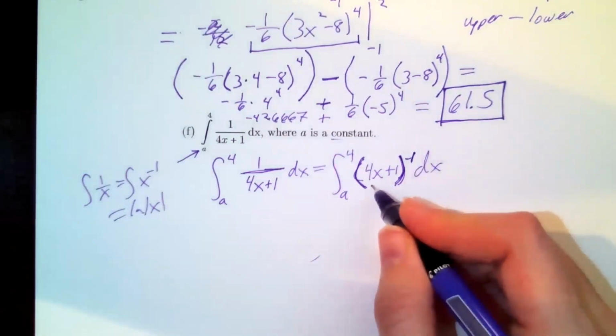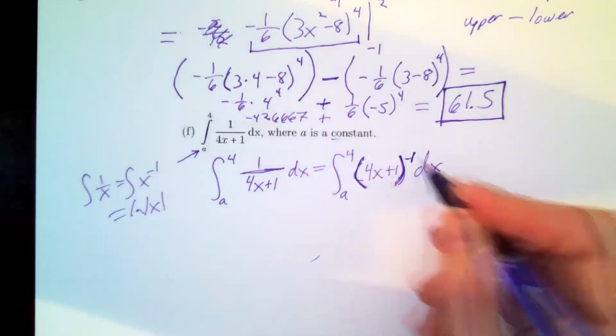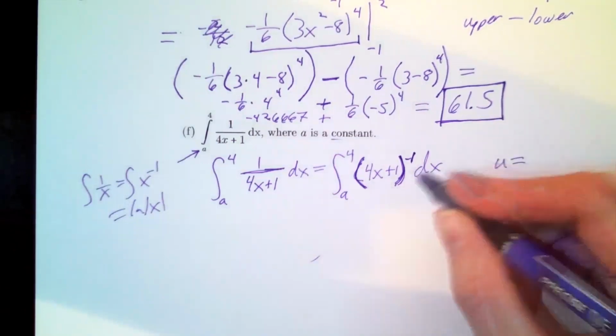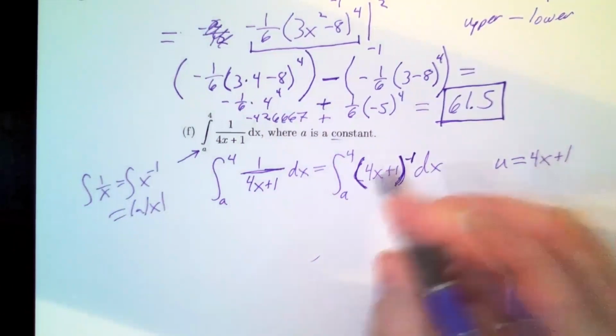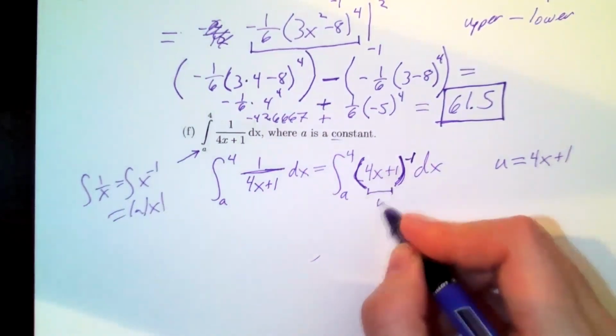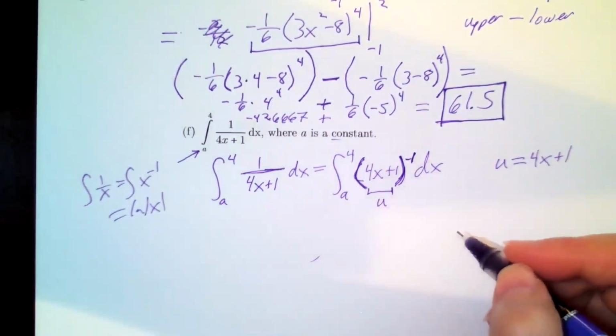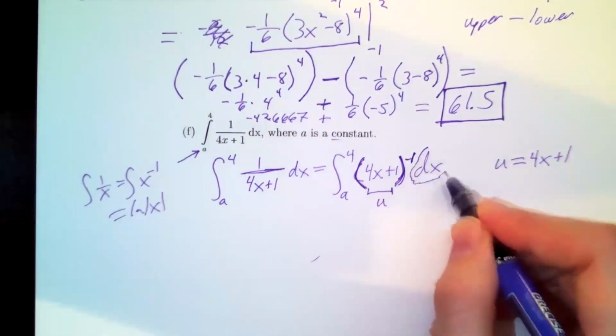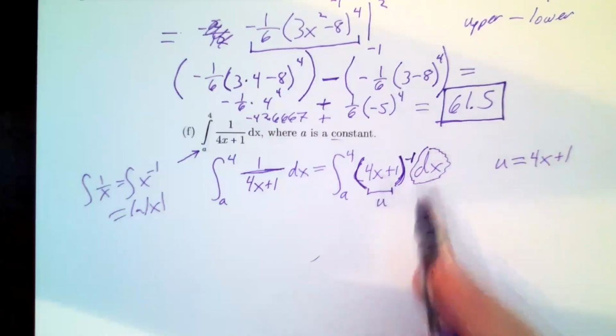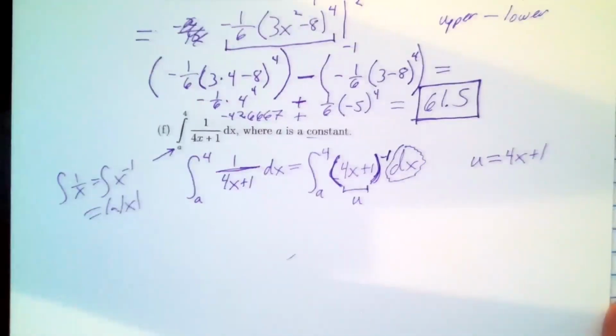If this is something in parentheses to a power, you should choose your u to be the thing in parentheses, the 4x plus 1. That's your substitution. So now this whole thing will become u to the -1 instead of 4x plus 1 to the -1. The only problem is that I still have to trade out this dx term. Every single piece of my integral must be traded out.